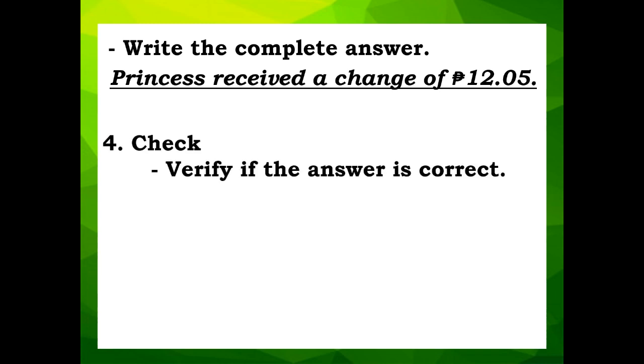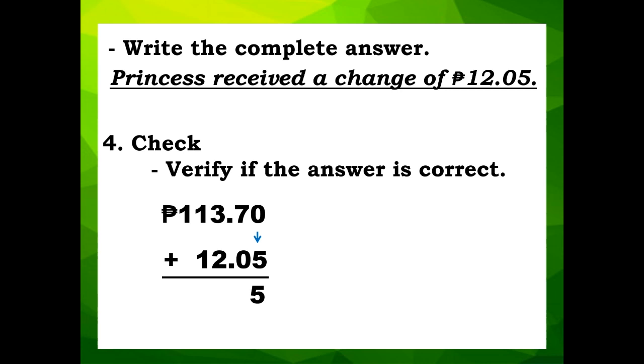Now, to verify if the answer is correct, we will use working backwards. Let's start with the change received, which is 113 pesos and 70 centavos. Then add the total cost of the items bought, which is 12 pesos and 5 centavos. Add now 0 and 5. The answer is 5. Next, add 7 and 0. The answer is 7. Add 3 and 2. The answer is 5. Add 1 and 1.